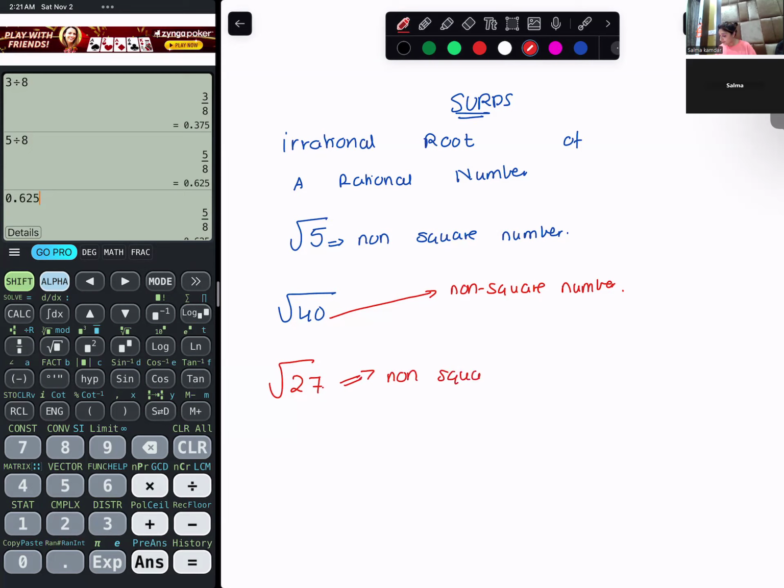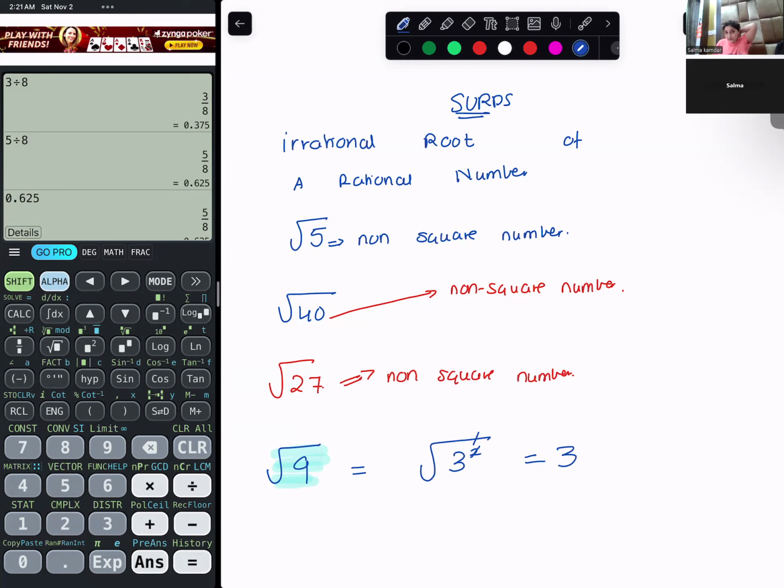It is a non-square number, so it is a surd. If I talk about root of 9, now here you have to be careful. 9 is a square number. It is 3 square is 9. So this becomes root of 3 square. So the square and the root, they cancel. So 3 becomes a rational number.